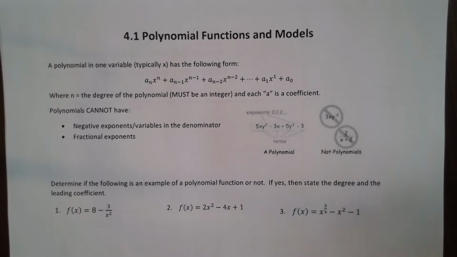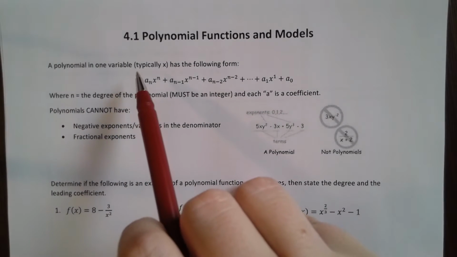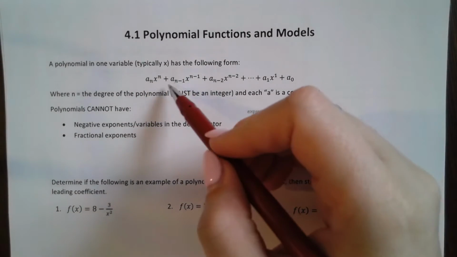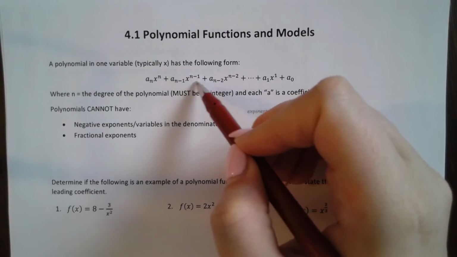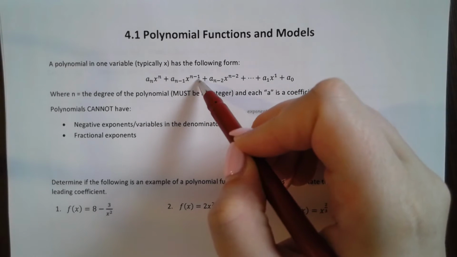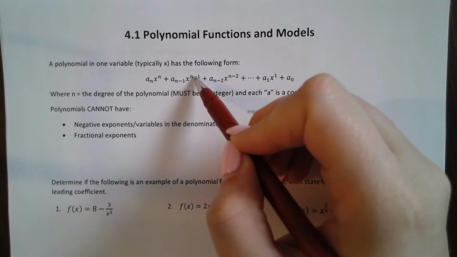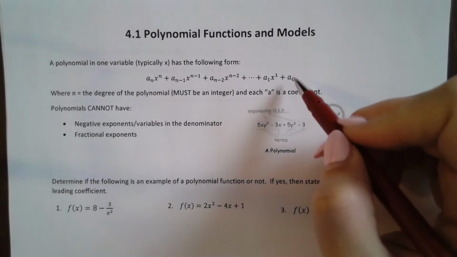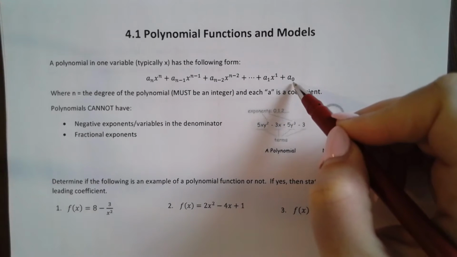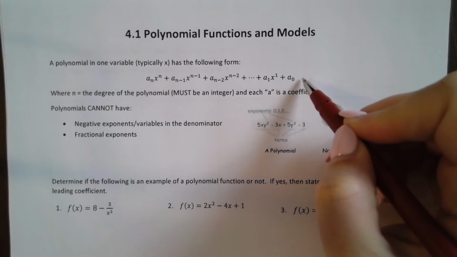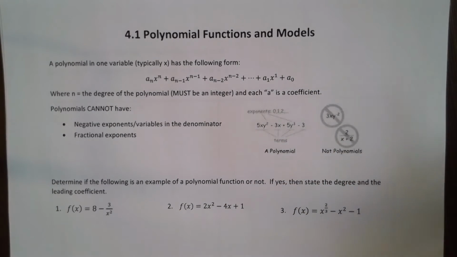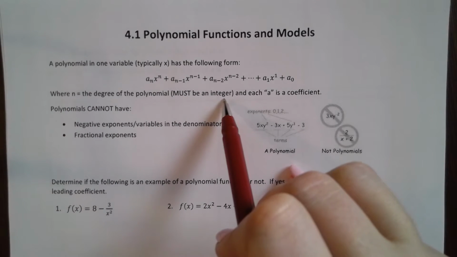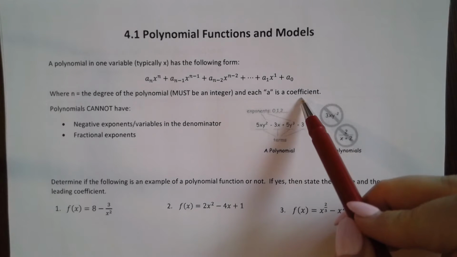So what is a polynomial? A polynomial in one variable, typically x, has the following form, right? So we've got a number times x to the n, plus a number times x to the next lowest exponent. So if this was x to the third, then this would be x to the second, plus a number times x to the first, all the way down to where we just have our constant with no x, like plus 5. Okay, so that's the form of a polynomial, where n is the degree of the polynomial, it must be an integer, and a is the coefficient.